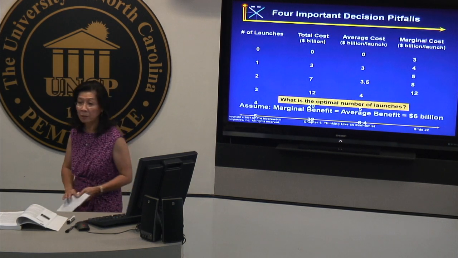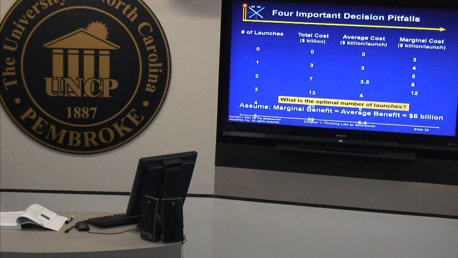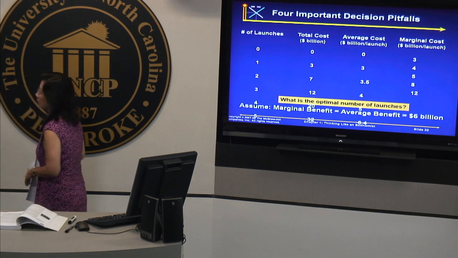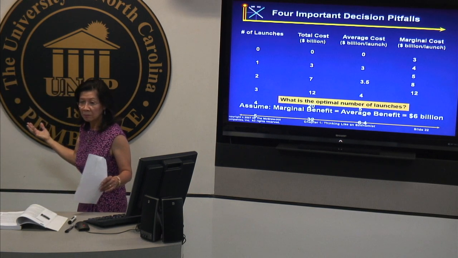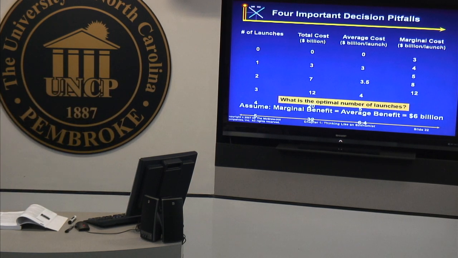We want to look at the example now. 4 columns. This is also in your book, one of the tables. First column shows you the number of launches from 0 all the way to 4. Second column shows you the total cost of one launch, it's 3 billion, and then 2 is 7 billion, all the way down to 5, you got 32 billion. Whoops, don't forget that 20 right there.